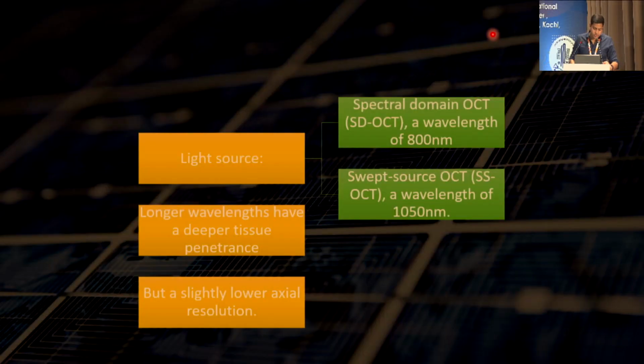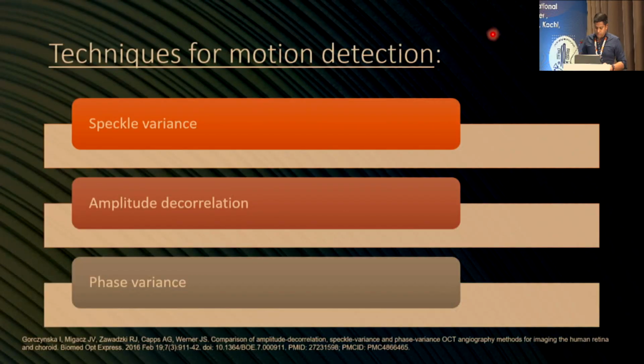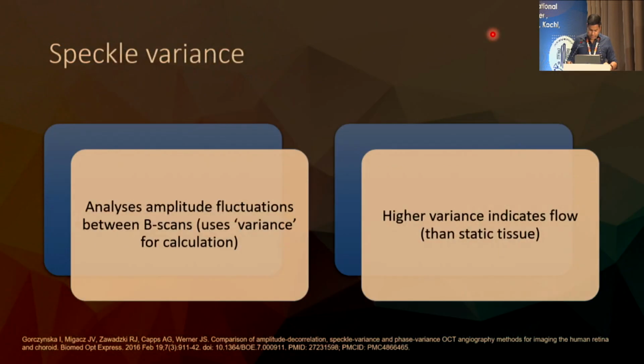So the light source can be a spectral domain, with a wavelength of 800 nanometers, or a swept source with a wavelength of 1050. A longer wavelength has deeper tissue penetration, but a slightly lower axial resolution. So the techniques for motion detection are speckle variance, amplitude decorrelation, and phase variance. I'll just talk basics about it.